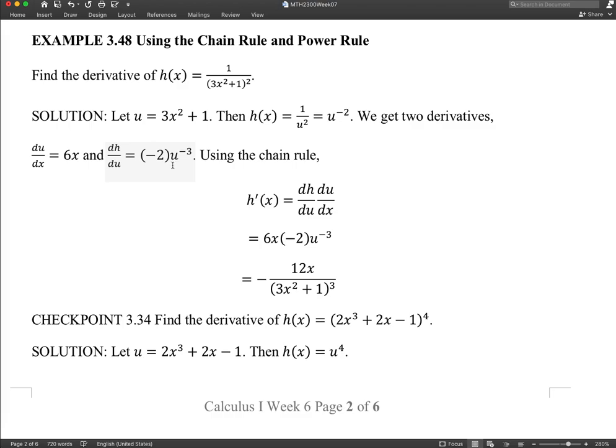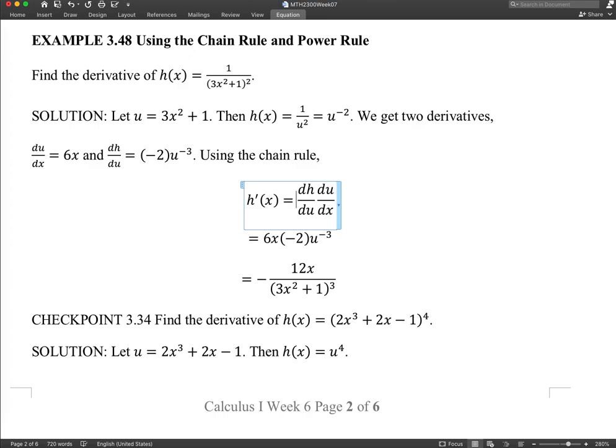At the same time, I have u as 3x squared plus 1. Also, I can calculate du dx. And du dx is 6x, right? And then this time, the derivative we are considering is for function h. Certainly, you can use the prime notation because it is clear. This h is a function of x, so the derivative should be dh dx. H prime is dh dx.